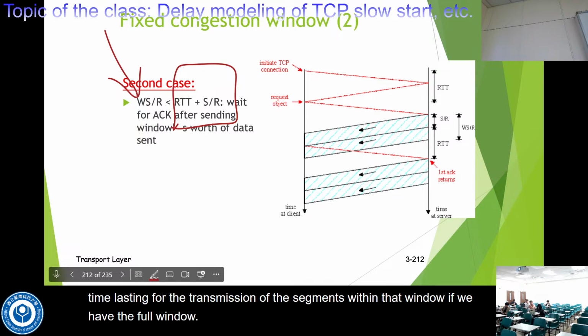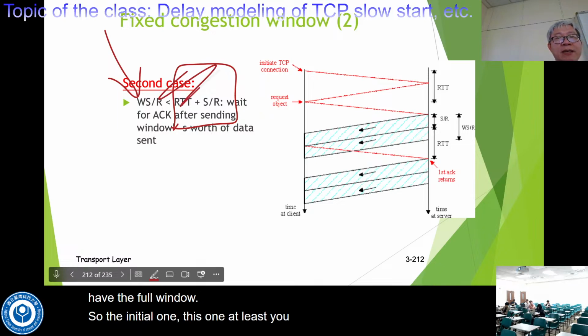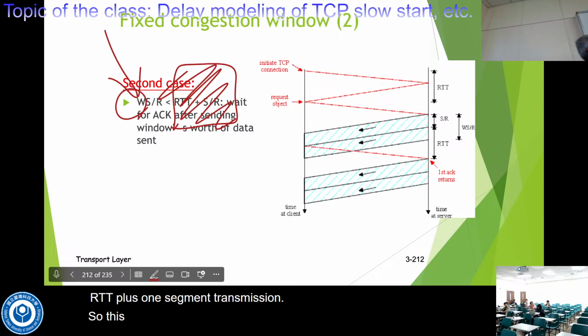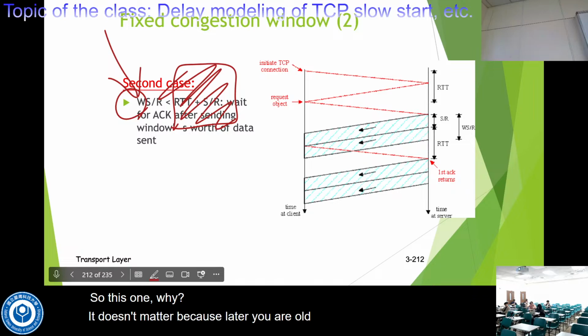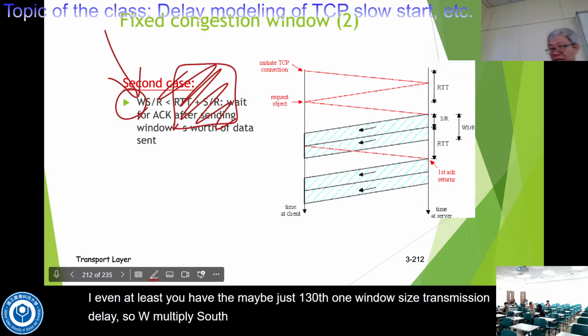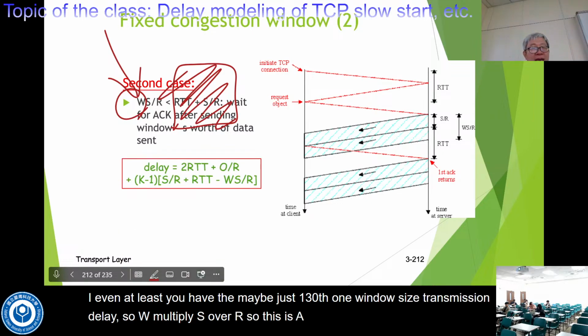So the initial one, at least you need to keep in mind: RTT plus 1 segment transmission. As for this one, why? It doesn't matter, because later we will alter W to different sizes. However, at least you have the simplest one, the window size transmission delay, so W multiplied by S over R. This is the transmission delay for all the packets, or all the segments there.